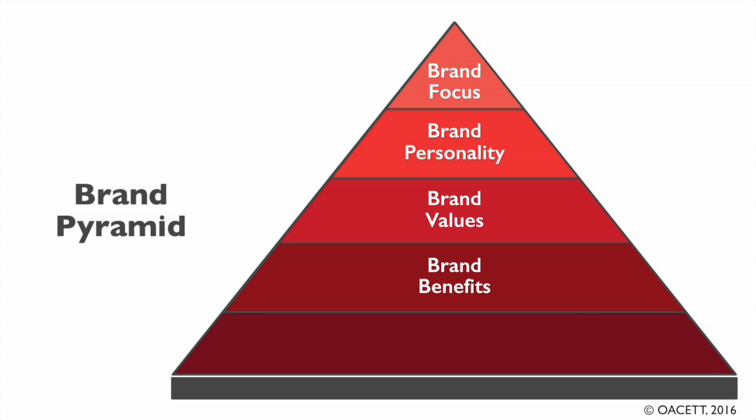And finally, right down at the base of the pyramid, at its foundations, are the features. These are the things that OACETT offers that makes it what it is as an organization. So that's a brand pyramid, starting from the top right at the brand focus all the way down to the features. So here's your next activity.